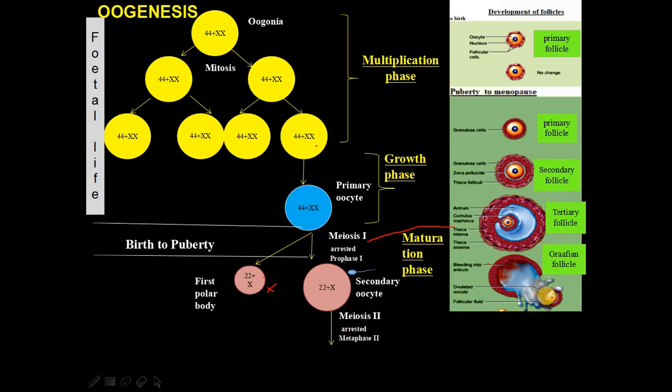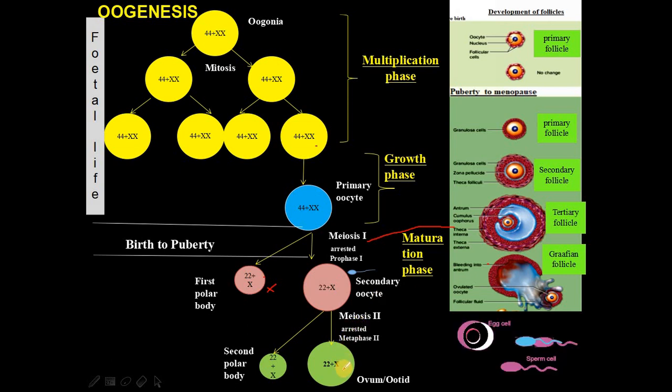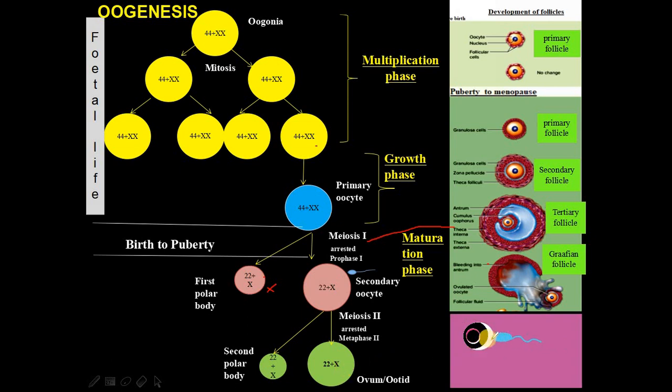This secondary oocyte that is released by the Graafian follicle, or in turn released by the ovary, enters the fallopian tube, and in the fallopian tube, if there is sperm and if it fertilizes the secondary oocyte, then meiosis 2 is completed, resulting in the formation of a mature ovum and a second polar body. So this is the mature ovum here. Immediately the nucleus of the ovum fuses with the nucleus of the sperm and forms a zygote.